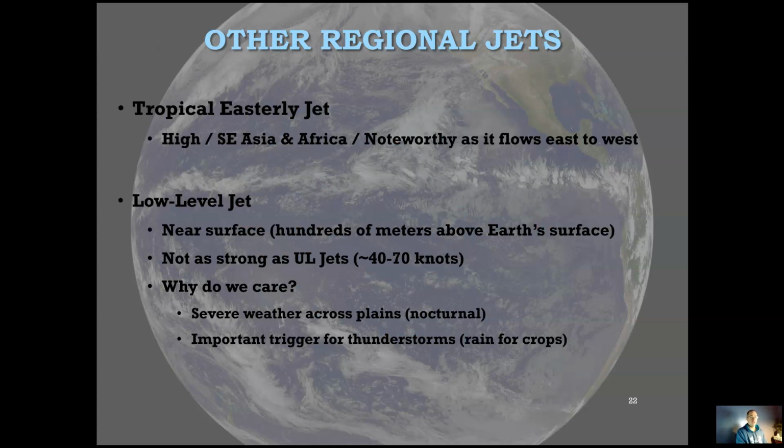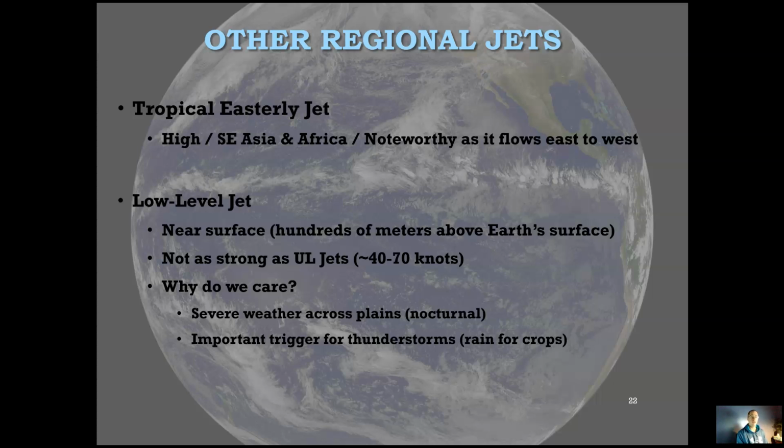There are other jets, other ones of interest. You have the tropical easterly jet. This is going to be a very, very high jet, up around 100-150 millibars, occurring in a different part of the world, Southeast Asia and Africa. And it's interesting in the sense that all of our jets that we've been showing move from west to east.